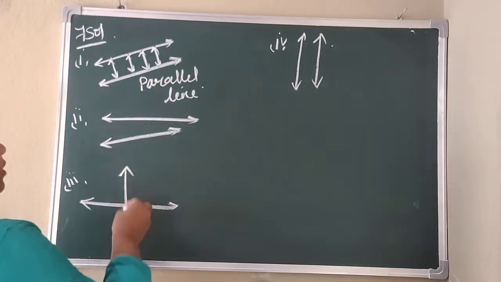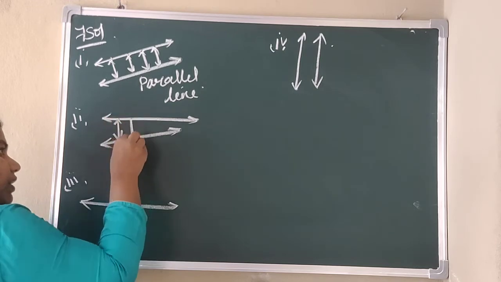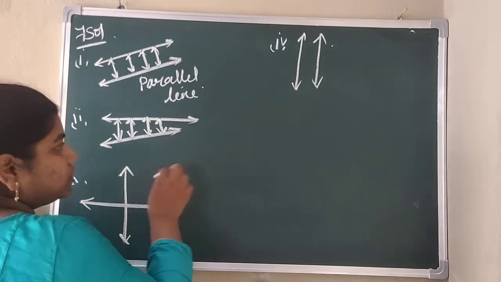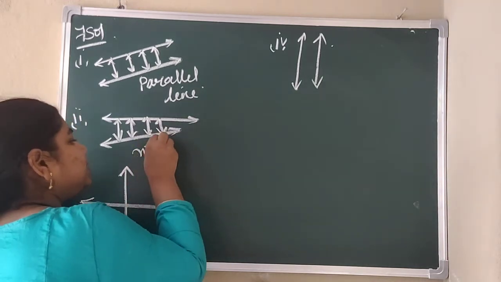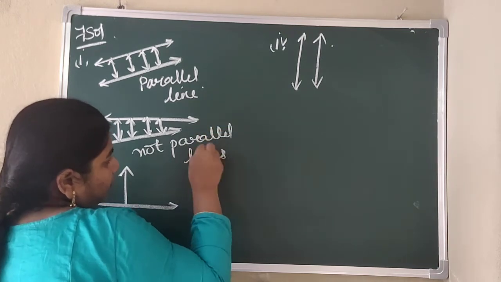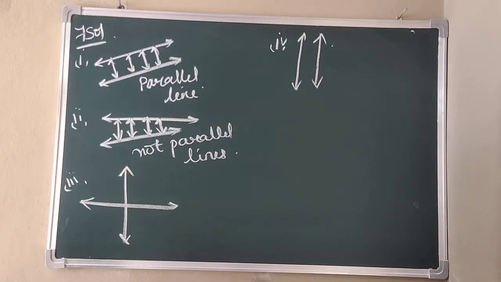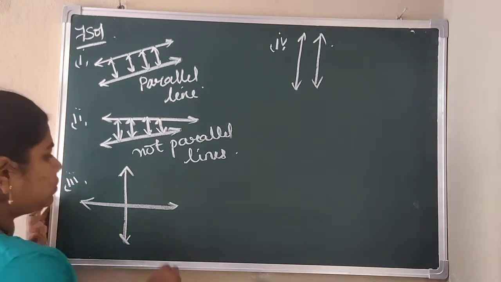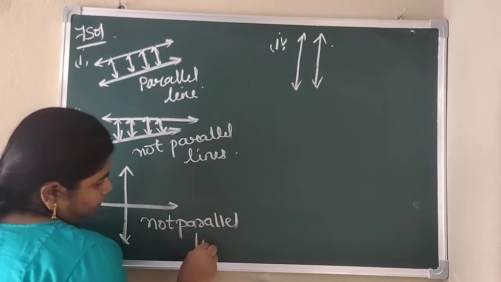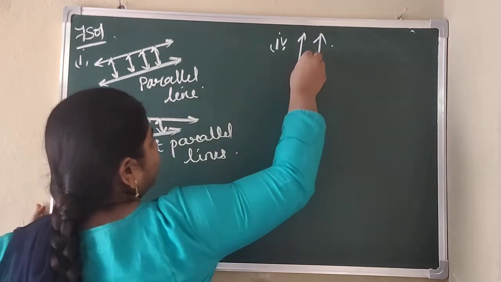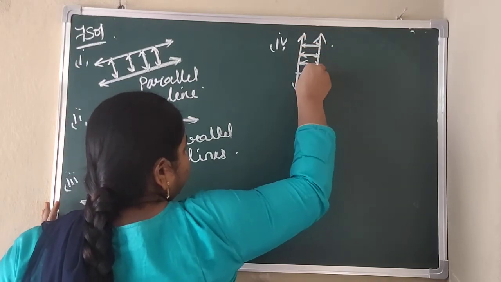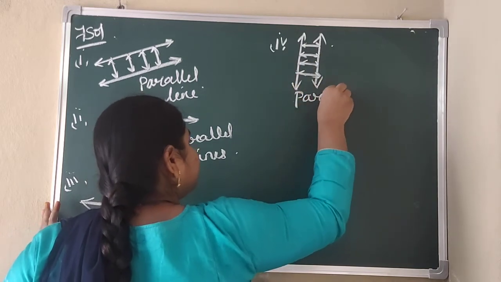So if you see this figure, the distance is not same. It is in decreasing order. Yes, so distance is not same, so it is not parallel lines. And if you see this, the two lines are intersecting at one point, so they are also not parallel lines. And if you see this figure, always the distance between the lines is same here in this case. So we can call it as parallel lines.